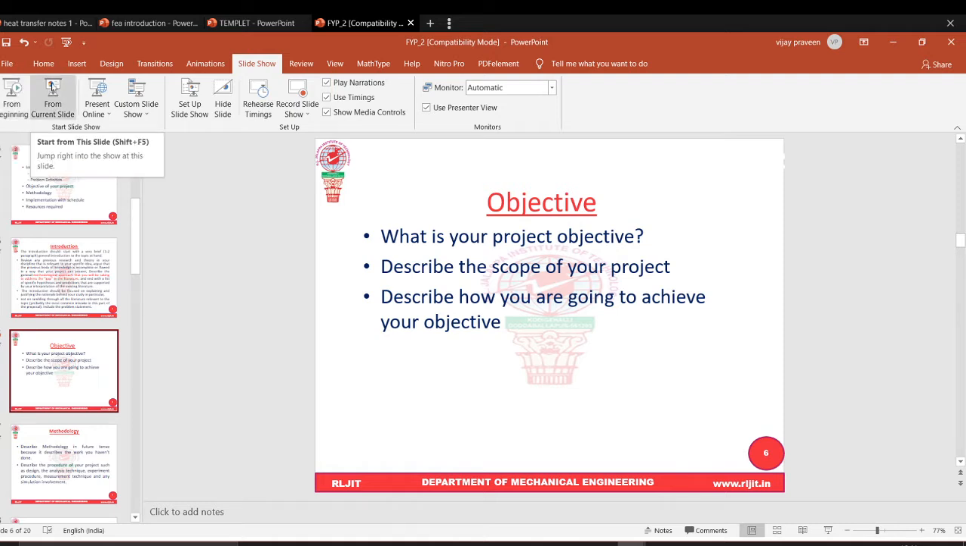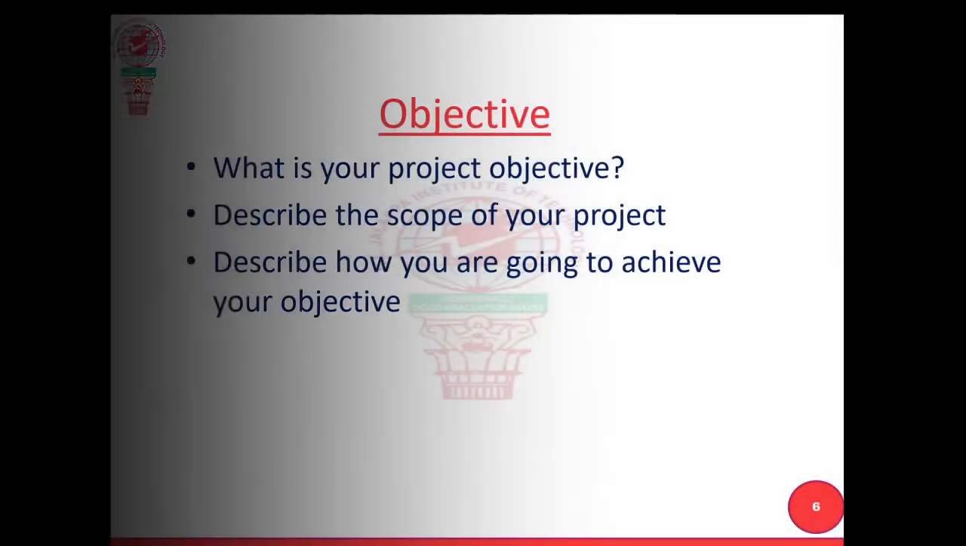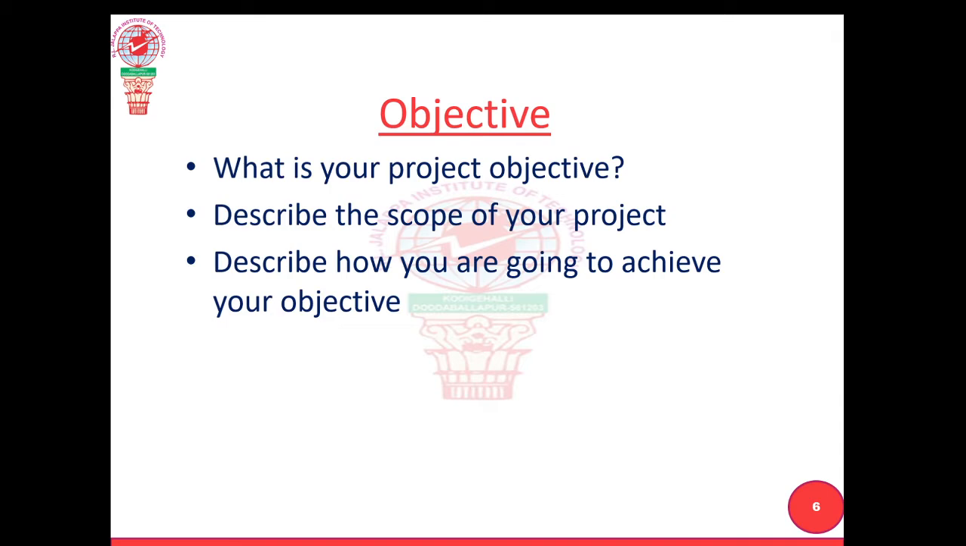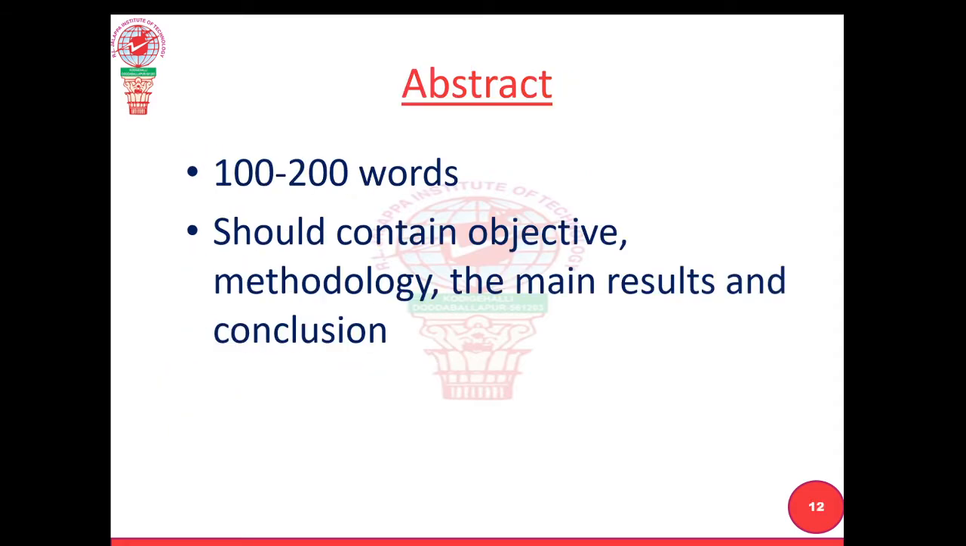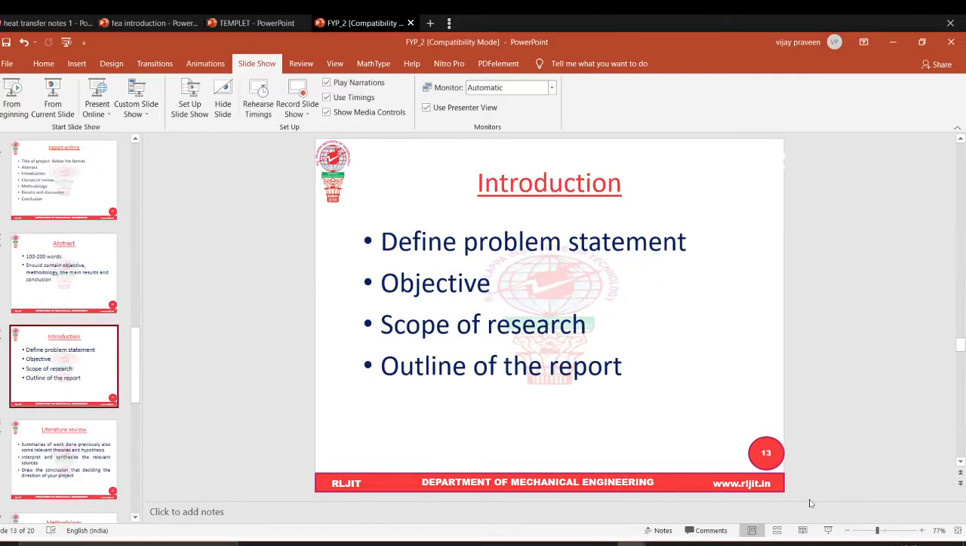The next option is from the current slide. Now I am on the sixth slide and I don't want to go to the first one. I want to present directly from the sixth one. Then I can click on from the current slide, and automatically it starts from six. You can see the cursor at number 6. So I can give it like this.